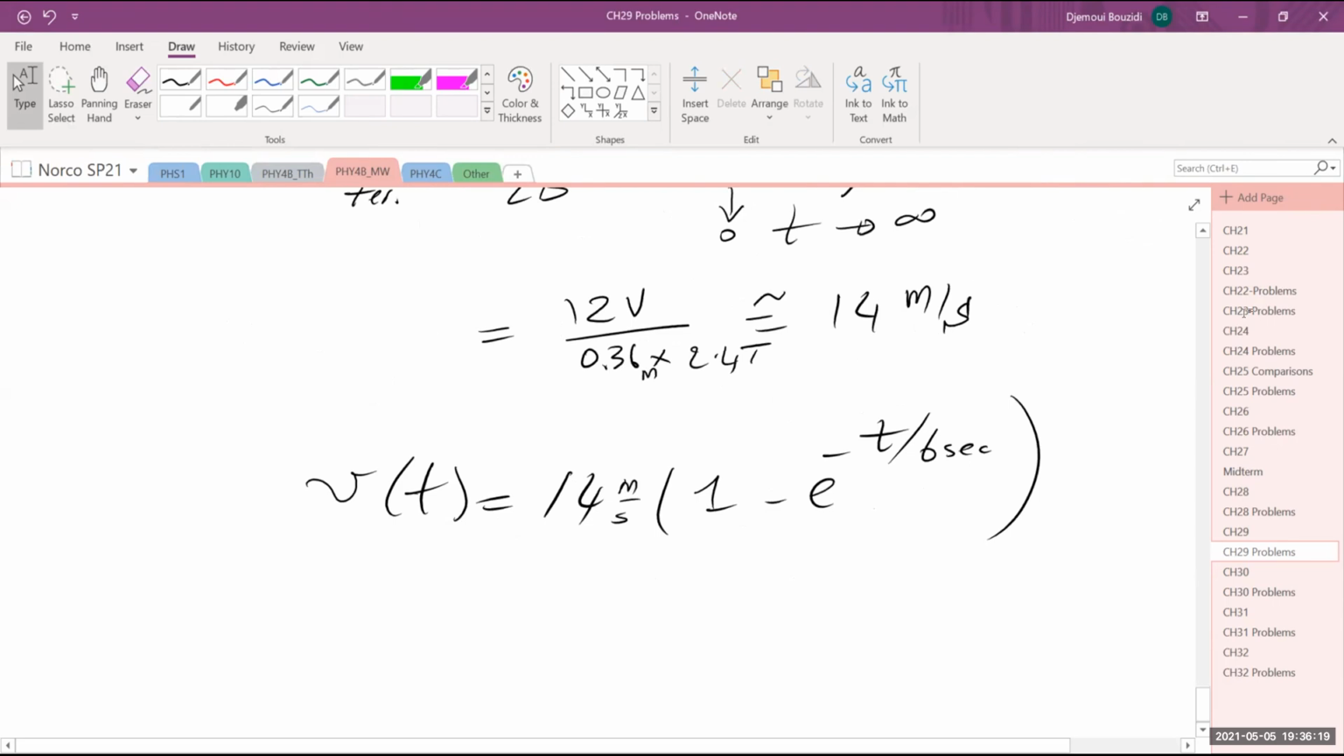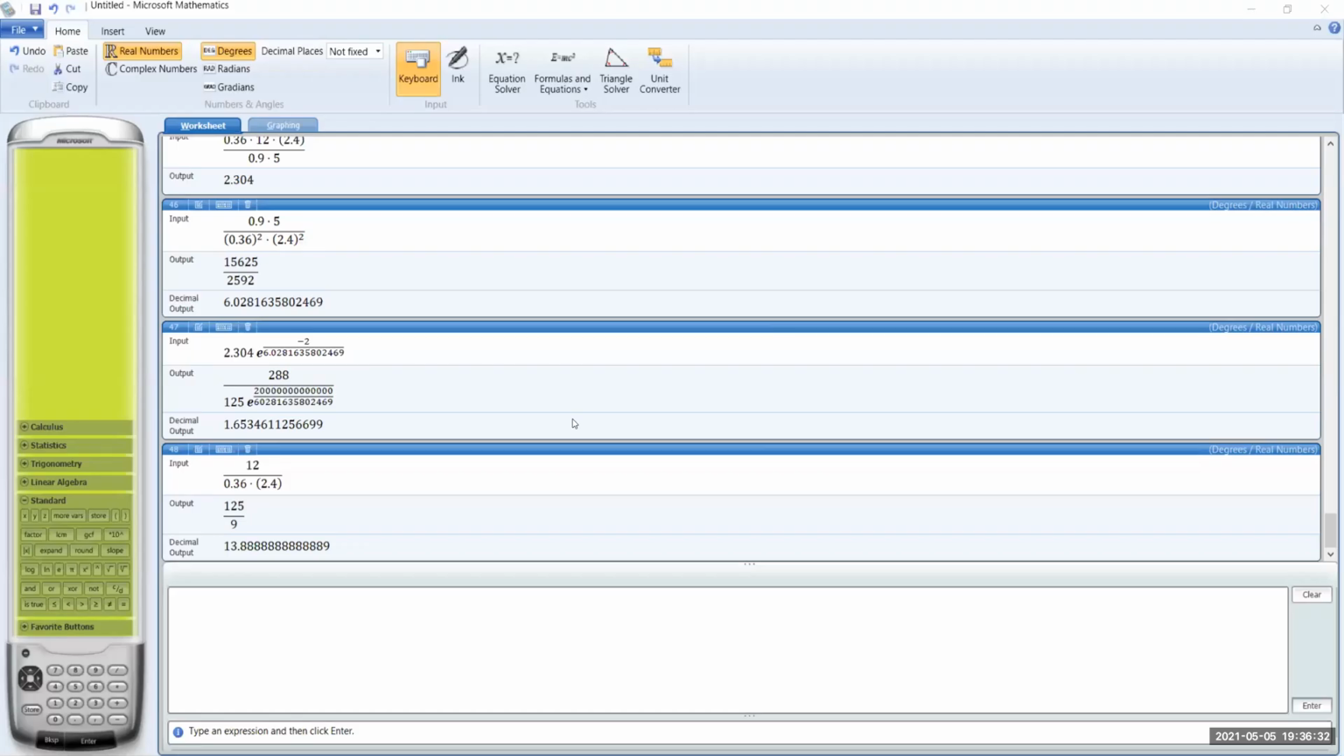So let me stop sharing the screen and share with you my calculator. This is the one I was doing the calculations with, by the way. So what I need to do in here is, are you guys looking at the calculator in here that says Microsoft Mathematics? Everybody? Okay, very good.